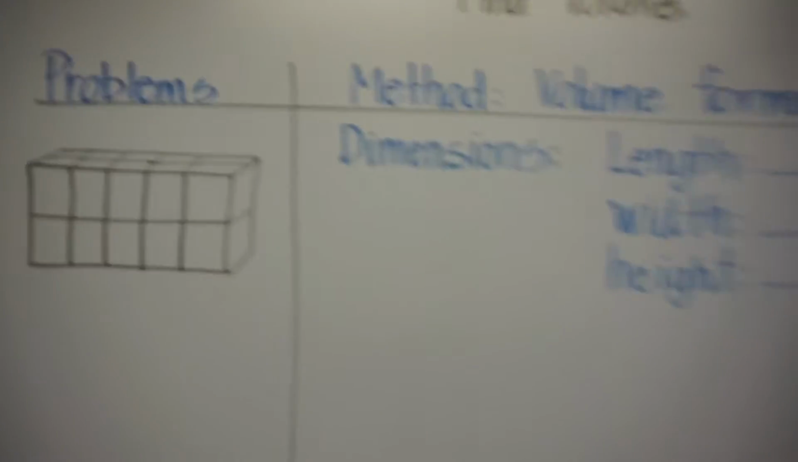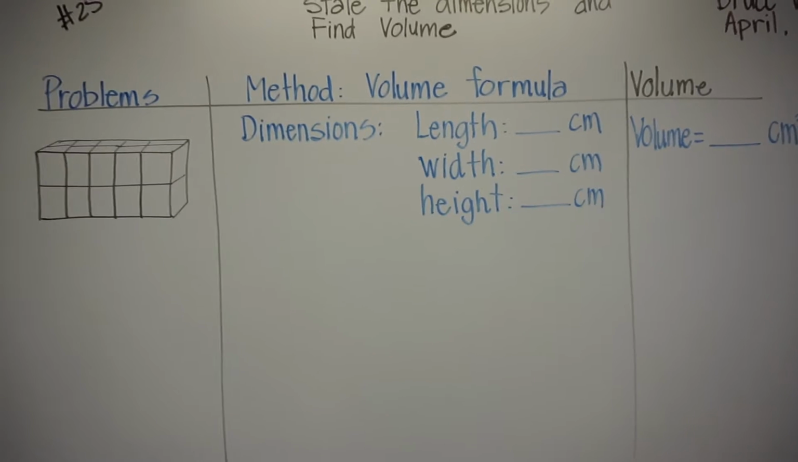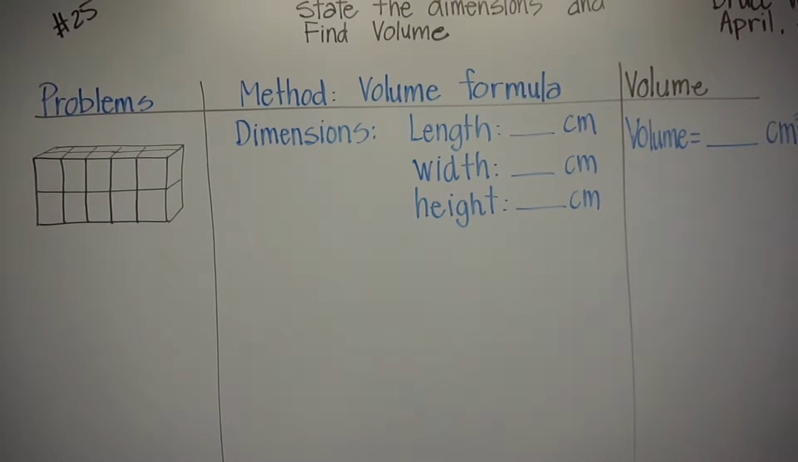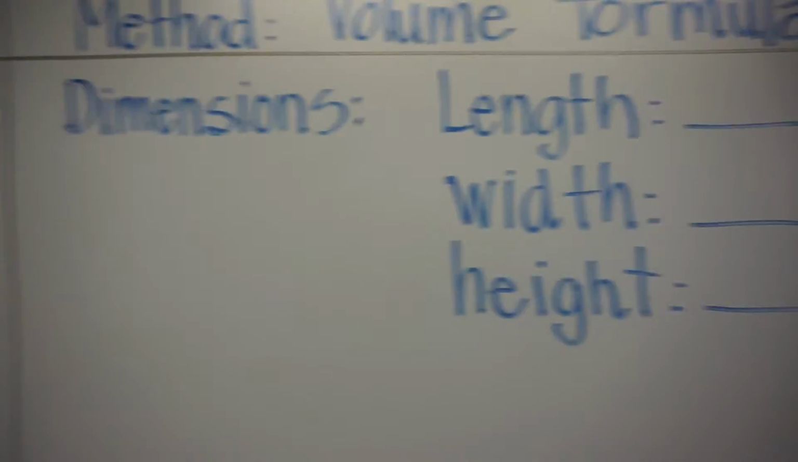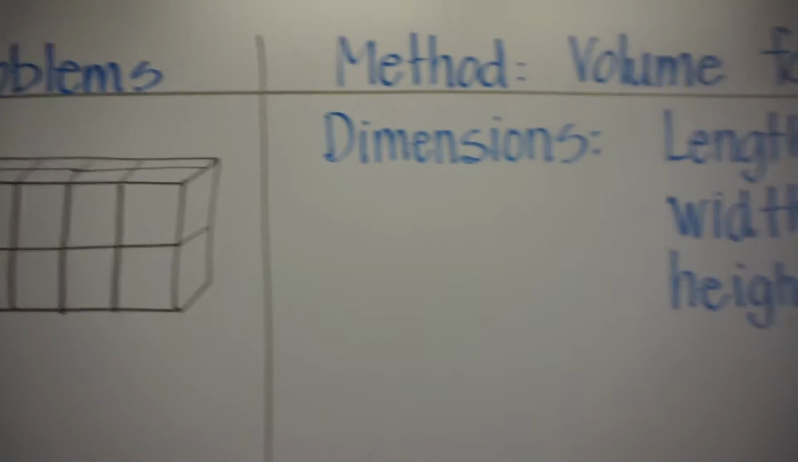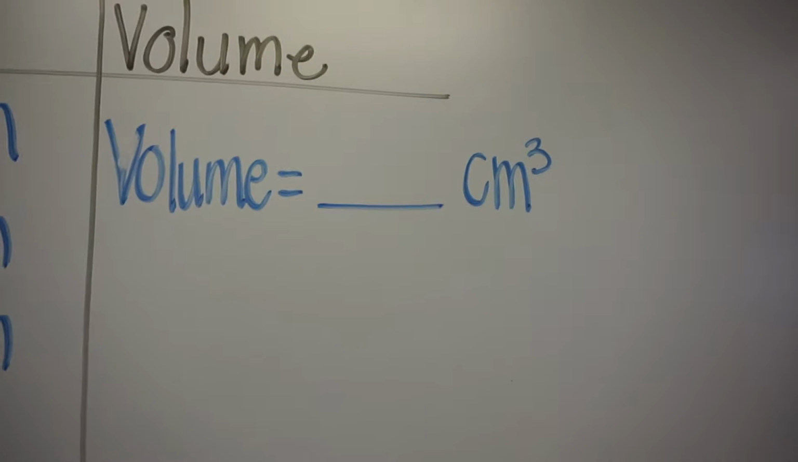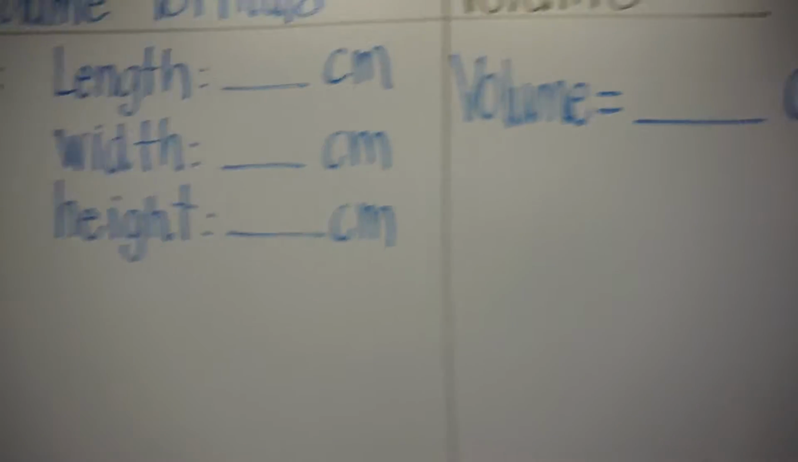Our problem is right here. As you can see, our problem is to find out the dimensions of the figure on the left in the problem column, and we're going to write the answer in the volume column, which is the third column.